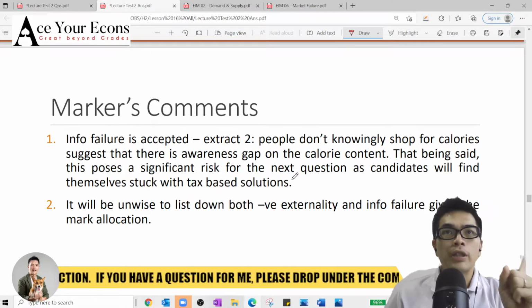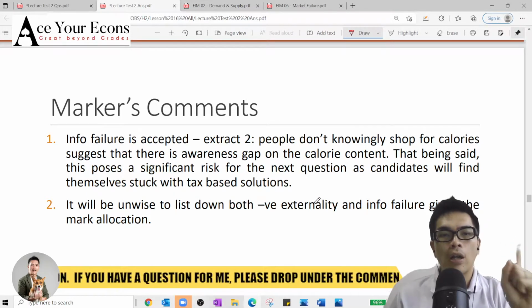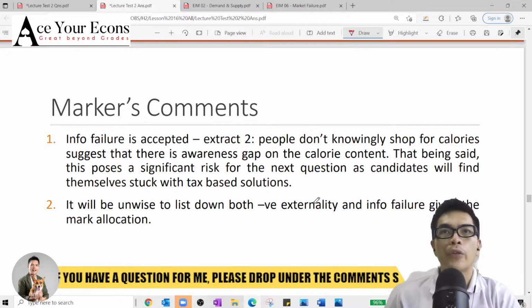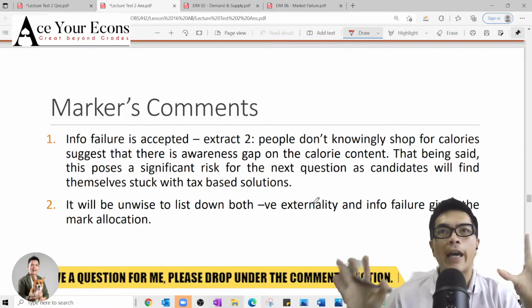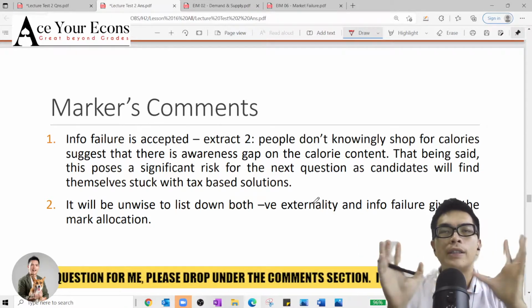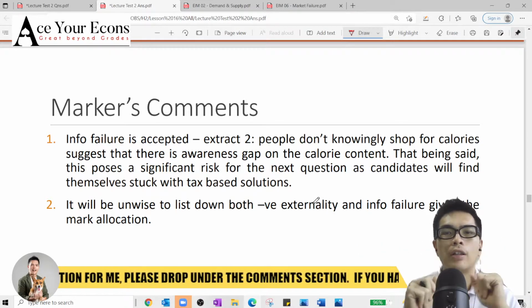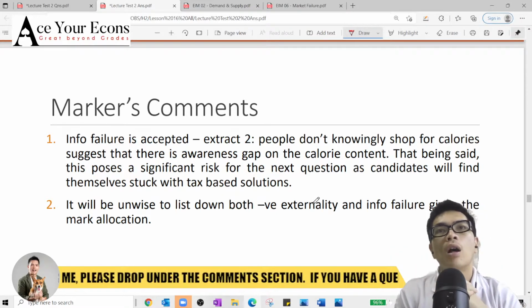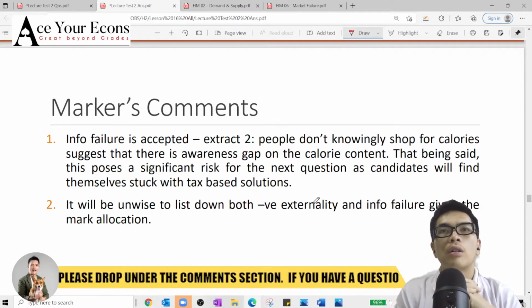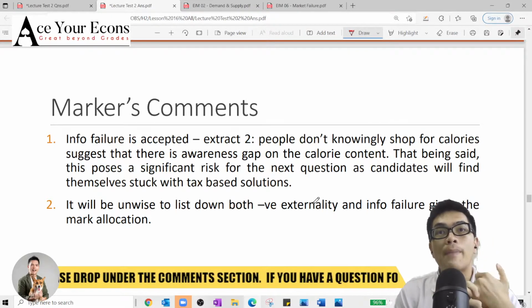So this approach is significantly risky because it does not address the concept of totality. Okay, and when you reach fat tax, you realize that fat tax and info failure don't see eye to eye. Very hard to solve. Doesn't solve the root problem. Only education can solve info failure. Okay, so I just want you all to make a mental note.